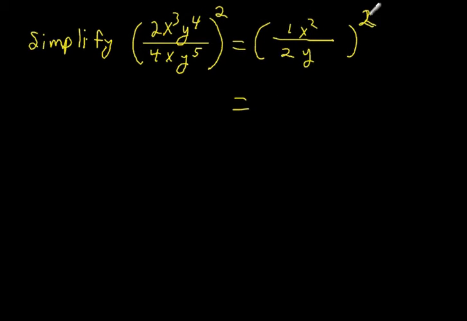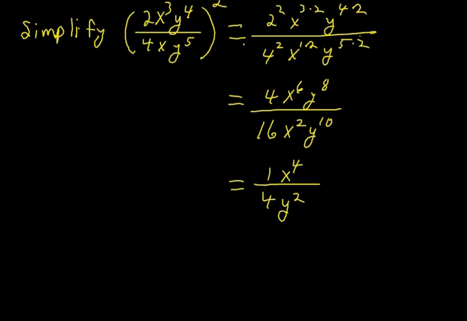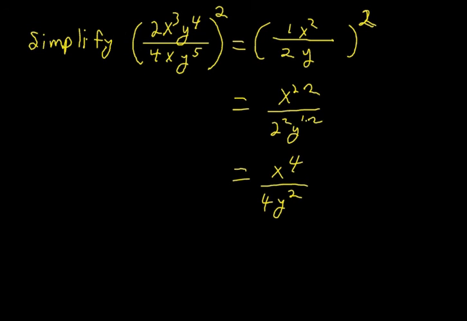Now I can square each of these things. 1 squared is 1, and I have x squared, so x to the 2 times 2, and 2 squared and y to the 1 times 2, which is going to give me x to the 4th over 4y squared, which is the same thing I got by doing the problem the other way. So remember, you can simplify first and then square, or you can square everything first and then simplify.